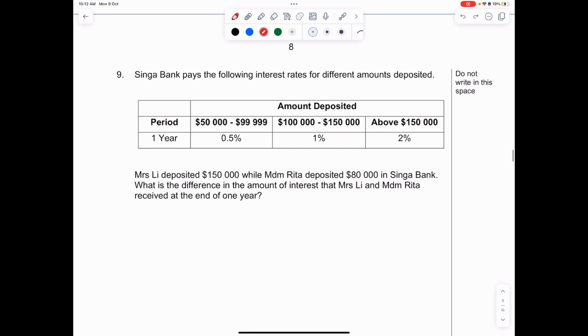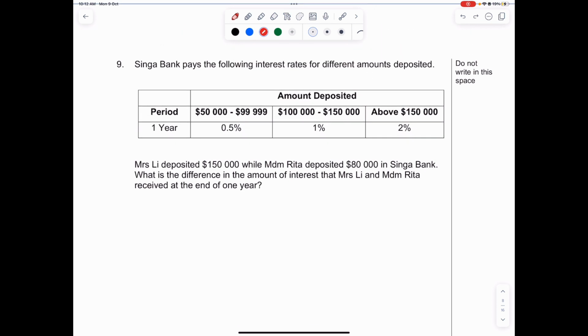Okay, moving on. Next. Interest rates. So you already know what kind of questions will come out. Volume, and then you have interest rates. Please do not be complacent. Even if you get it right, it'll be good to actually find out why you got it right. A bank pays the following interest rate for different amounts deposited. So what does it mean? For people who put a certain amount of money in, they get a special interest rate. If you put more, you get more interest rate. That is how the bank entices people to put in more money.